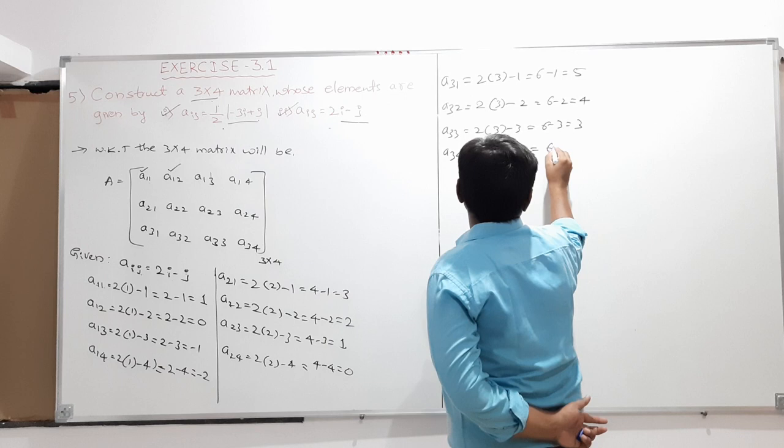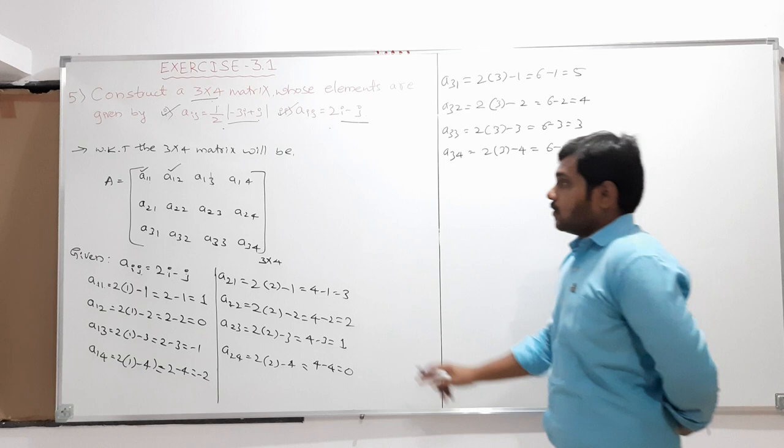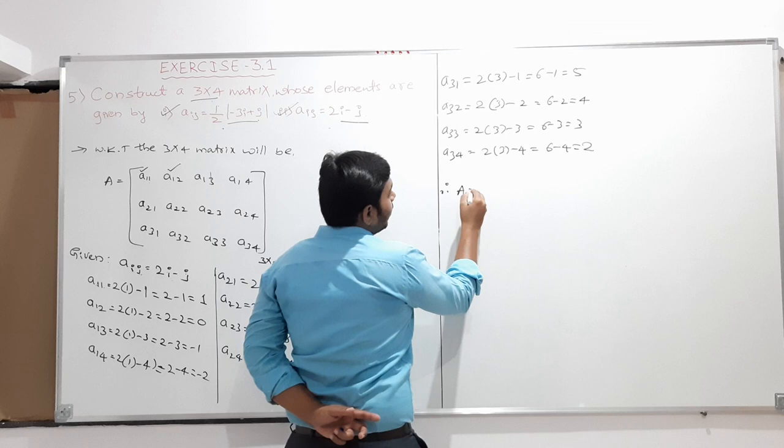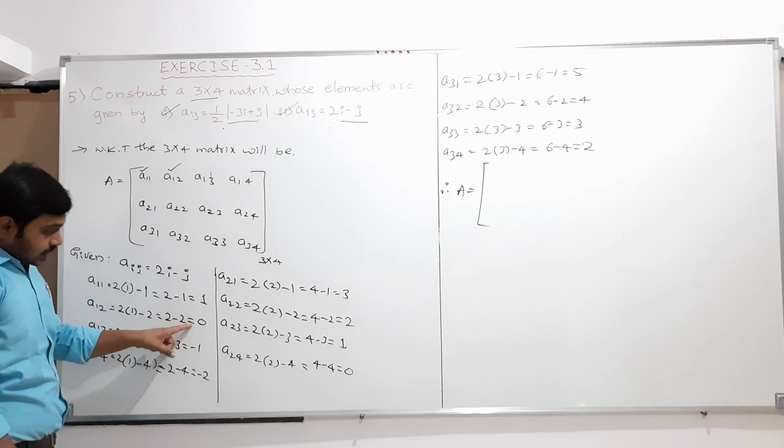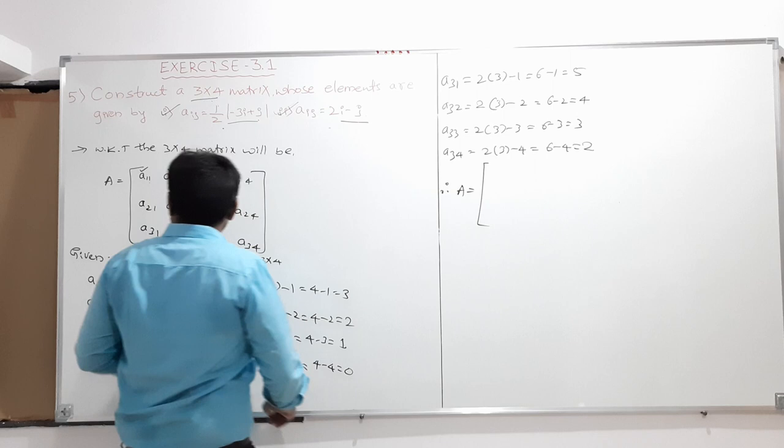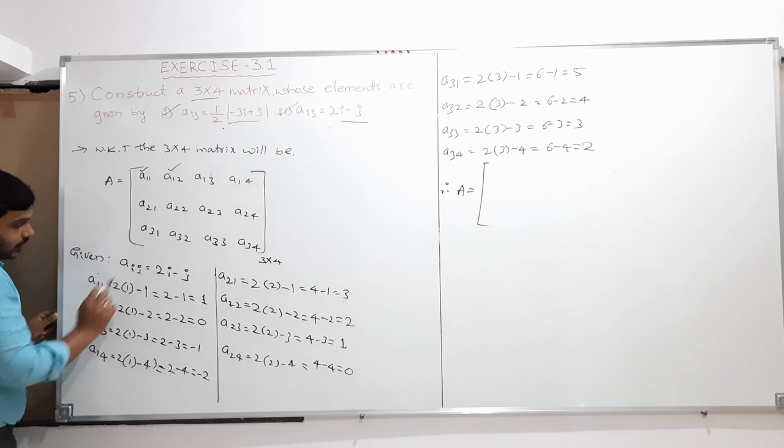So like this you can write. So therefore the given matrix, they ask you to construct. So A matrix is equal to, A11 element is 1, A12 is 0. So all these values I am substituting here. A11 value, A12 value, A13 value I am substituting. So therefore 1, 0, minus 1.